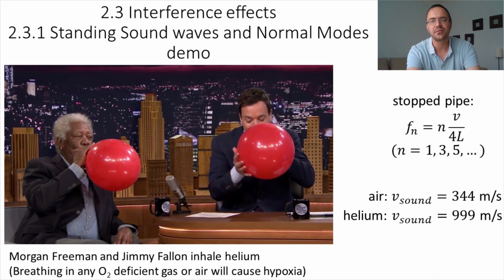Now let's talk about the vocal tract. The vocal tract is like a stopped pipe. So the normal modes have frequencies of the form nv over 4L. And you see that the frequencies of the normal modes depend on the speed of sound. In air, the speed of sound is 344 meters per second. But if you replace air by helium, then the speed of sound in helium is larger, right? In helium, the speed of sound is almost 1,000 meters per second. So the frequencies from our vocal tract are larger, and this is why people have a high-pitched voice when they fill their vocal tracts with helium.